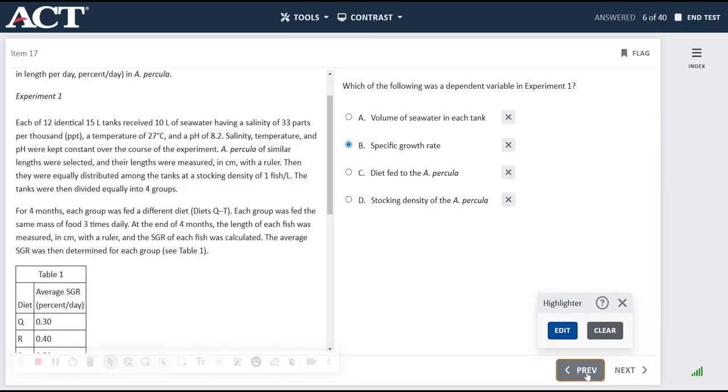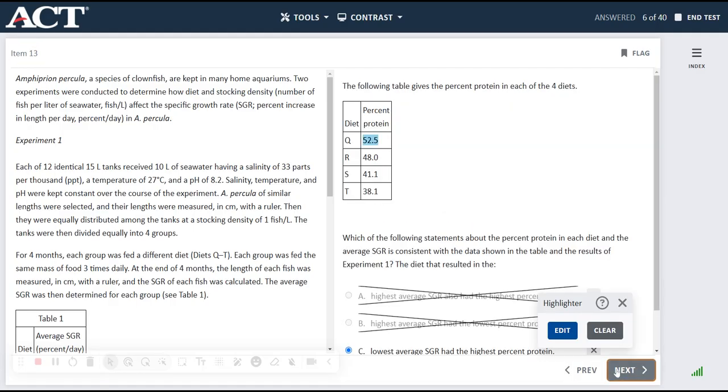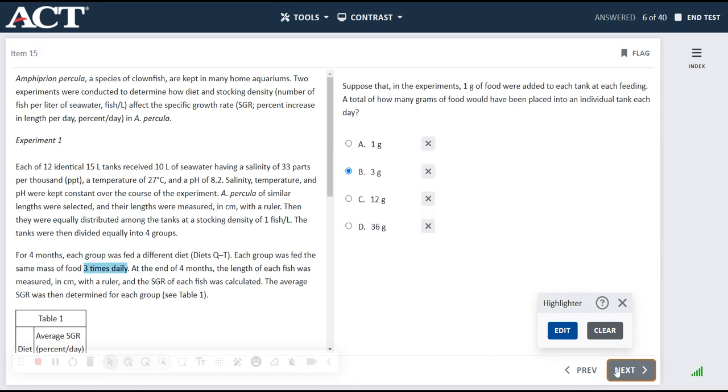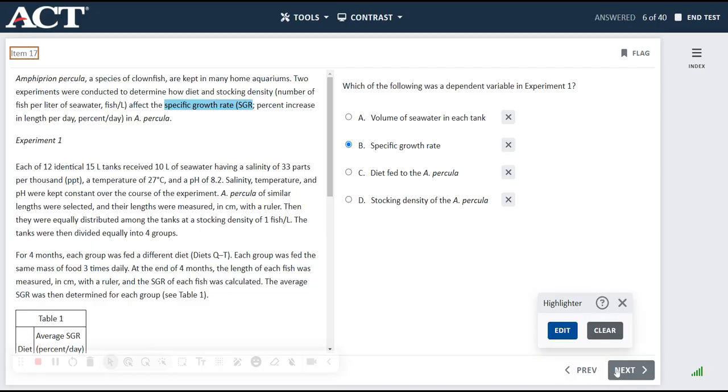Okay, so let's review our answers. 12 is B, 13 is C, 14 is C, 15 is B, 16 is C, and 17 is B. So I double checked my answers, and these are all correct. Reach out if you have any questions.